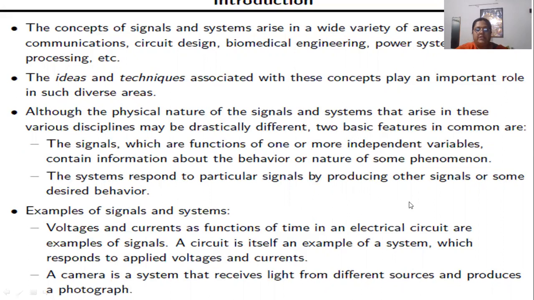As examples of signals and systems in general behavior, we can say that voltages and currents as a function of time in electrical circuits are examples of signals. A circuit is itself an example of a system which responds to applied voltages and currents. A camera is also a system which receives light from different sources and produces a photograph. So there are many kinds of practical systems in our surroundings which show some response to the input applied to them.